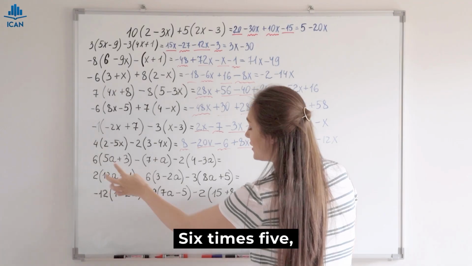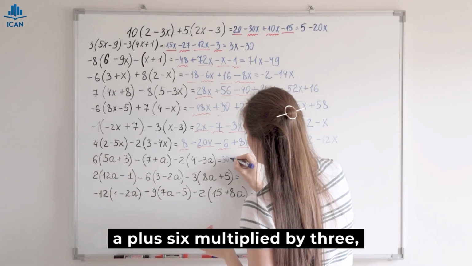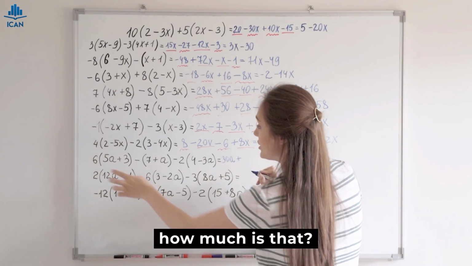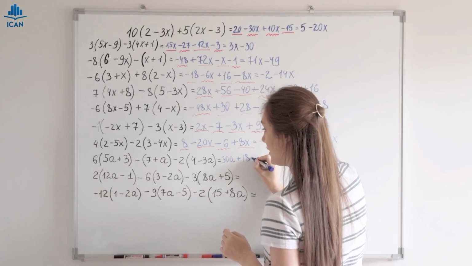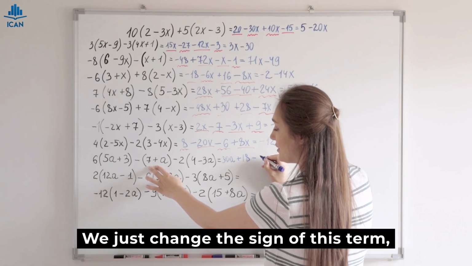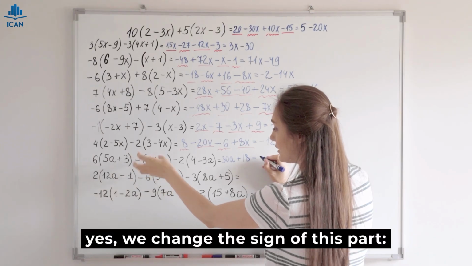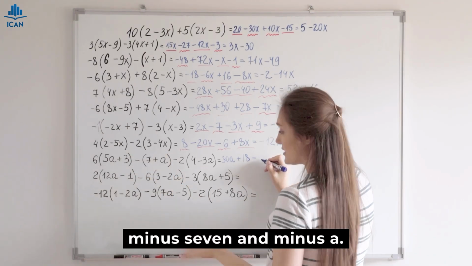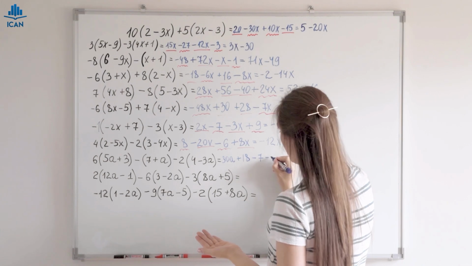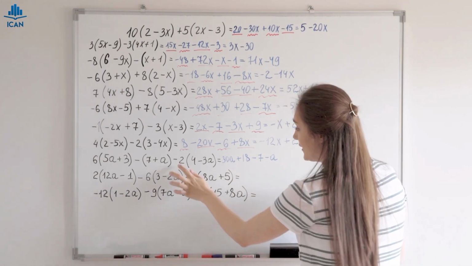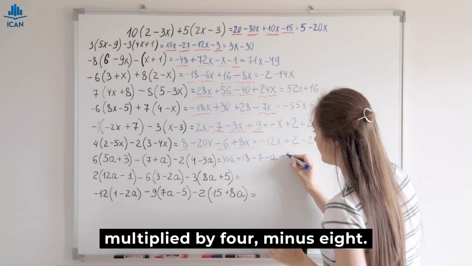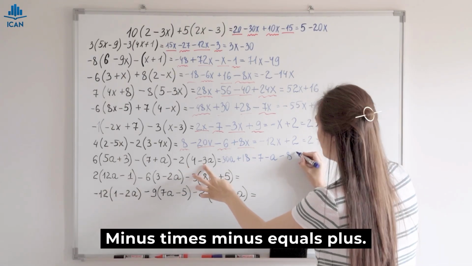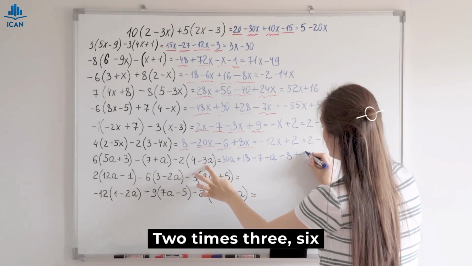6 times 5, how much is that? 30a plus 6 multiplied by 3, how much is that? 18 minus. We just changed the sign of this term, yes, we changed the sign of this part. Minus 7 and minus a. So next, minus 2 multiplied by 4 is minus 8, minus times minus equals plus. 2 times 3, 6a.